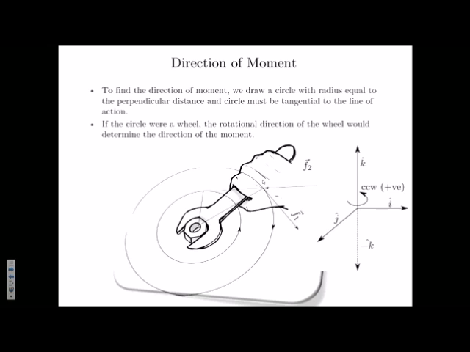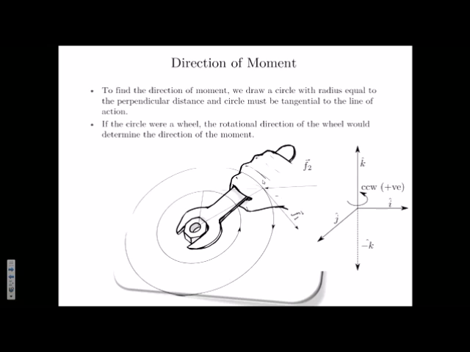What about the moment of this force F2? So if you look at F2, F2 is going this way. This is the point of interest. Draw a circle, right? Draw a circle. Imagine this is a wheel. If you apply this force F2 on this wheel, the wheel is going to rotate in the counterclockwise direction. So the moment of F2 is actually positive.